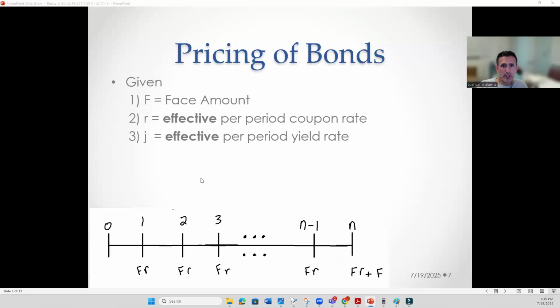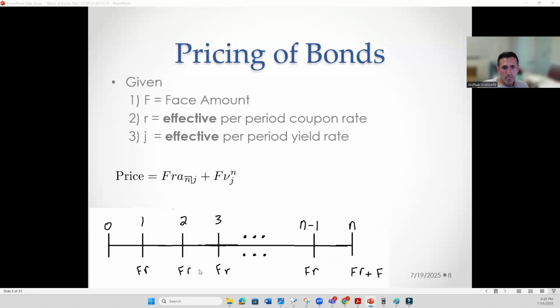Now, what is J? J is my yield rate, meaning I am pricing this bond using this rate J. So, in some sense, this is largely all there is to bonds to some degree. And we should be able to easily get the price here.